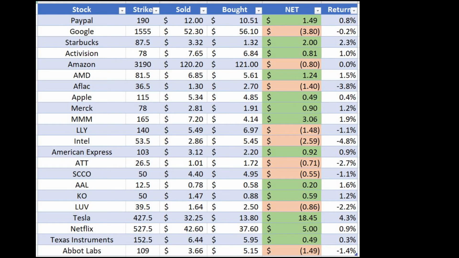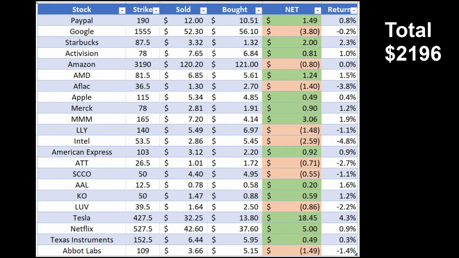And these are my results. So look at, say, PayPal up here. I sold the straddle for $190 strike price. And when I sold it, I got $12 in premium. Then the next day, there was that decline in implied volatility. So I could buy it back for $10.51. And I made $1.49 doing that. So total would be like $149 off that trade. And we got a few winners and a few losers.